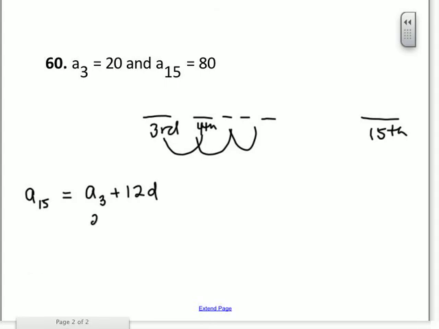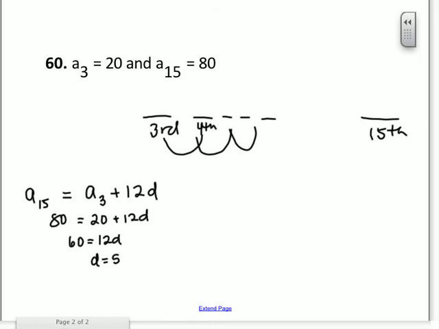All right, so our third term was 20. Our 15th term was 80. Subtract the 20 over, you get 60 equals 12D. So D is equal to 5. All right, and what did it ask for? Did it ask for the first term? I don't know. What, the 20th term?